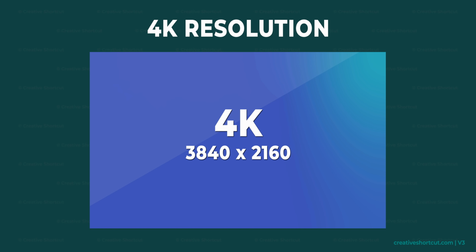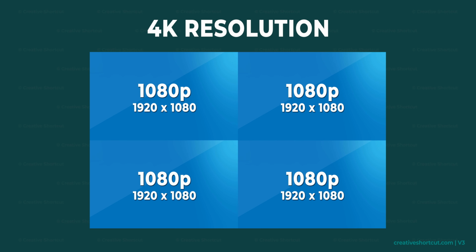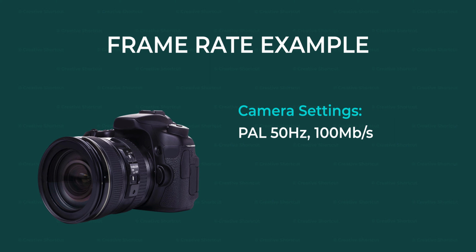A 4K frame has 4 times as many pixels as a 1080p frame, and therefore requires around 4 times the bandwidth per frame. This is why, as you increase the resolution of your shot, the highest available frame rates to shoot reduces. For the sake of simplicity, let's assume that your camera is capable of processing data at 100 megabits per second, and also assume that you are shooting in PAL.